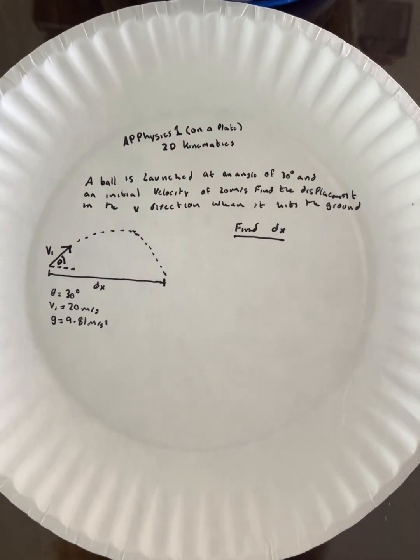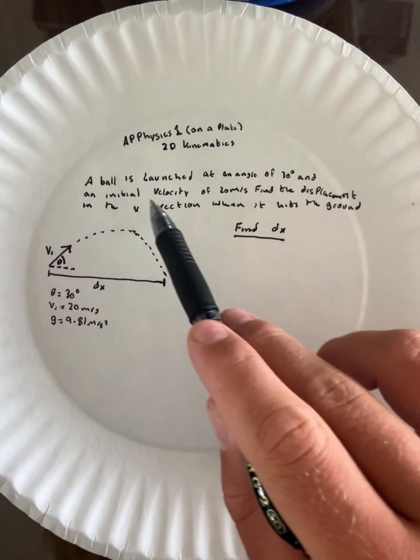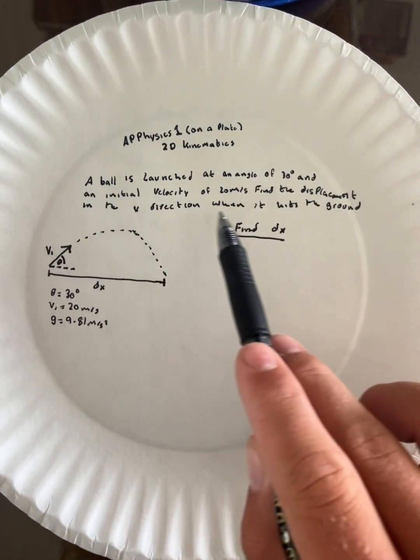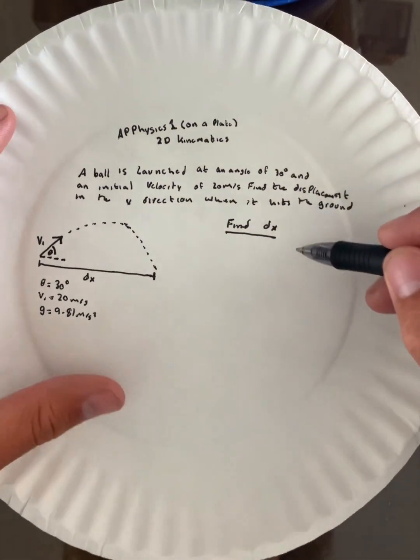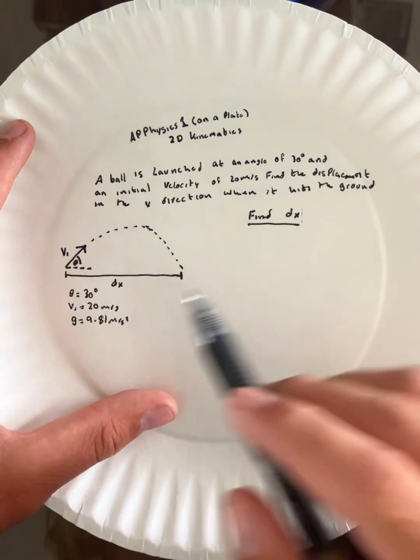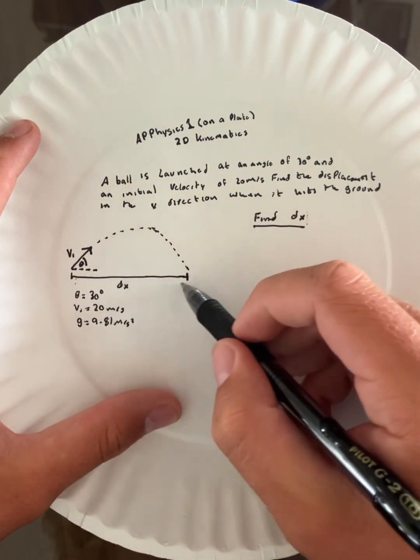In this video, I am voicing it over currently, so it might seem off at times. I am covering 2D kinematics. Now the question is, a ball is launched at an angle of 30 degrees at an initial velocity of 20 meters per second. Find the displacement in the x direction when it hits the ground. So we are looking for this distance right here.